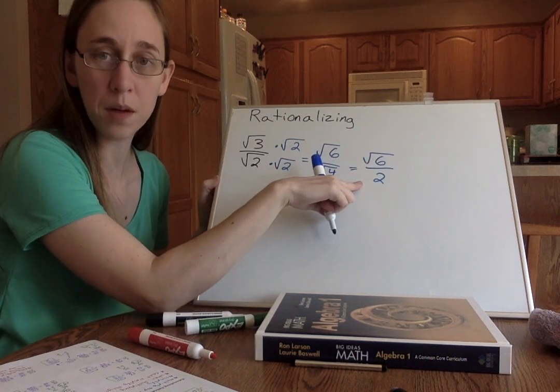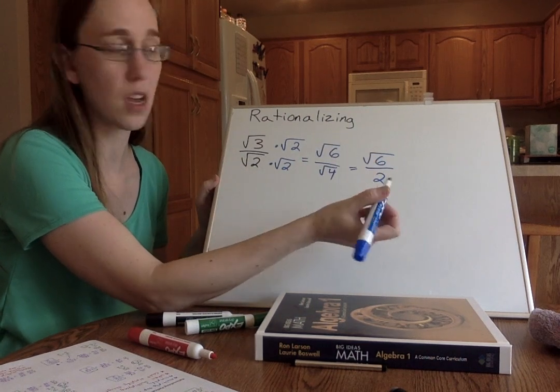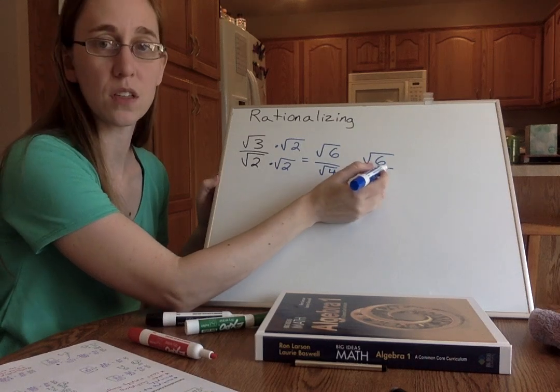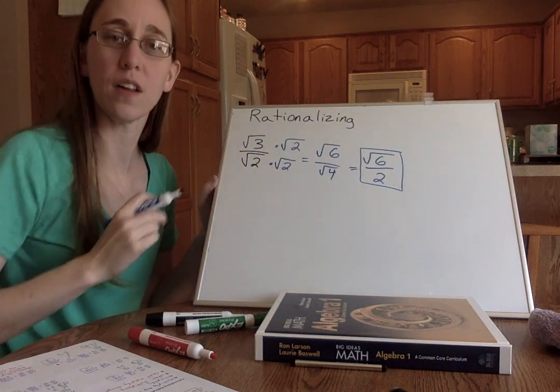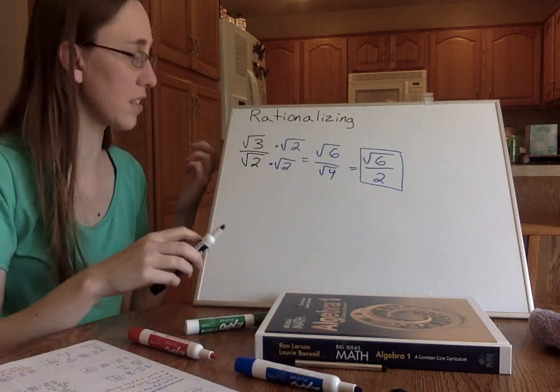No more roots in the bottom, so we're happy there. Then we just see, well, this is not in a root, this is. We can't simplify them at all. So that is our final answer. It is rationalized. It is as simple as possible.